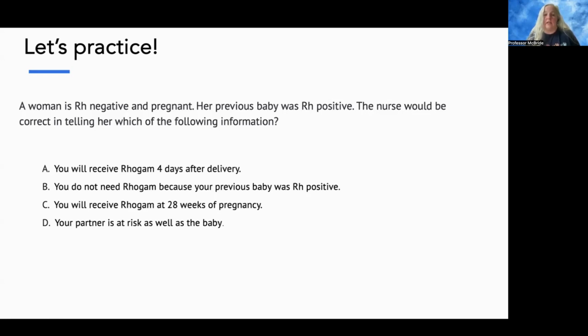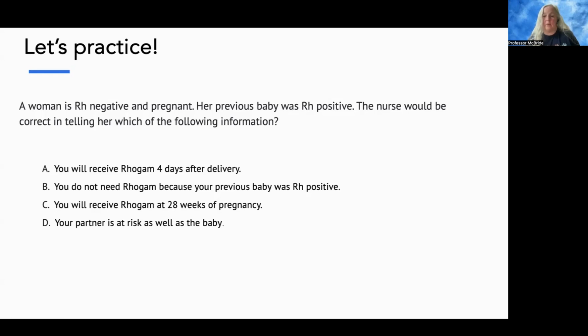So for this question, it wants to know what is the correct statement related to RhoGAM for this patient who is Rh negative and has had an Rh positive baby before. A, receiving RhoGAM 4 days after delivery is not correct. Remember on the previous question, we reviewed that RhoGAM needs to be given within 72 hours after delivery. B, you do not need RhoGAM because your previous baby was Rh positive. Absolutely not true.